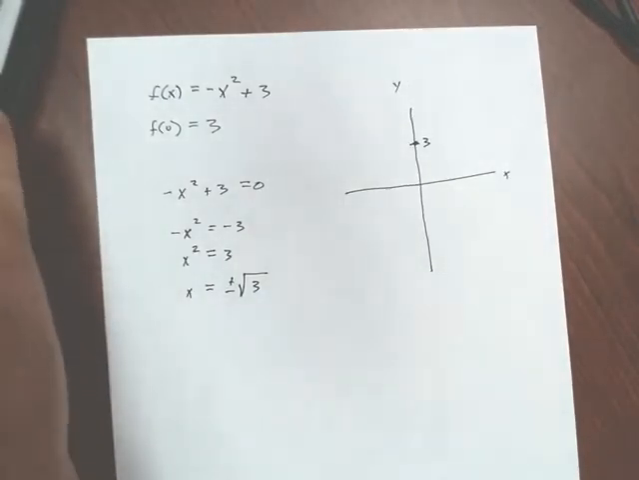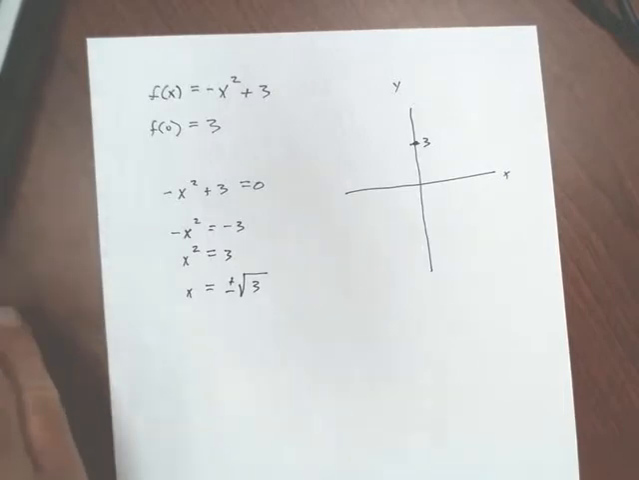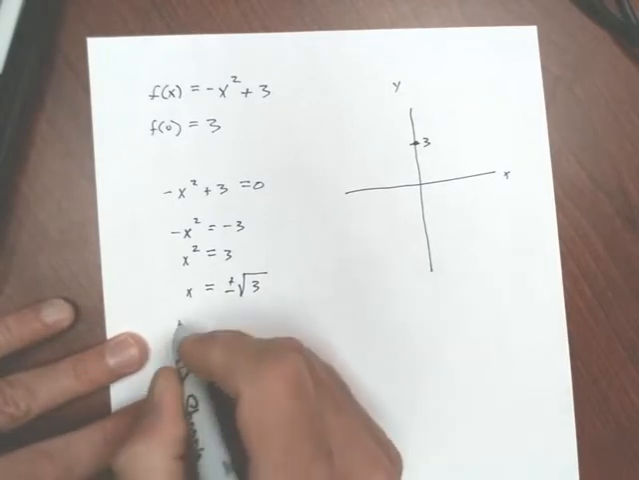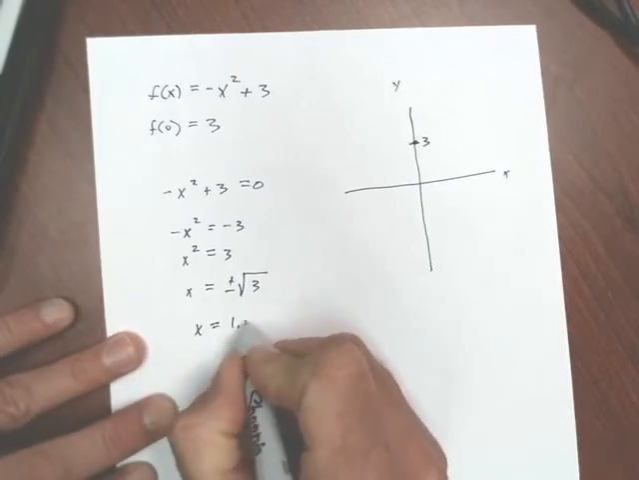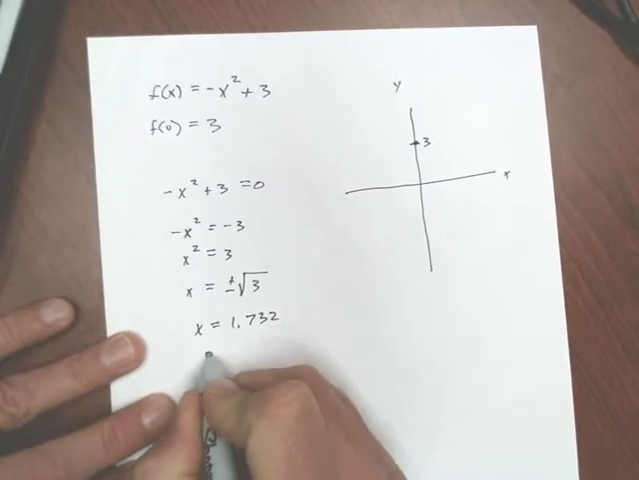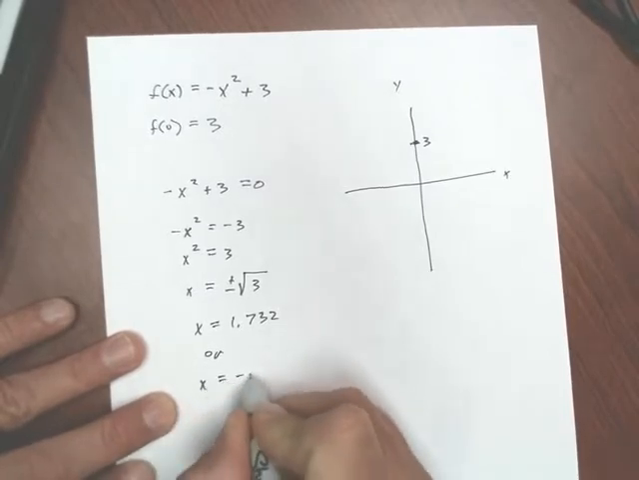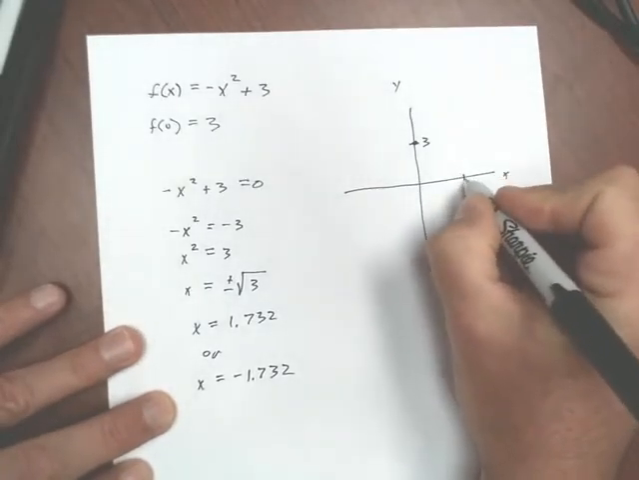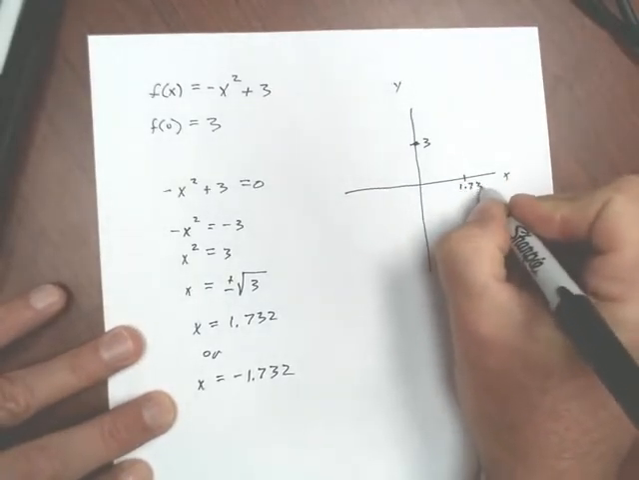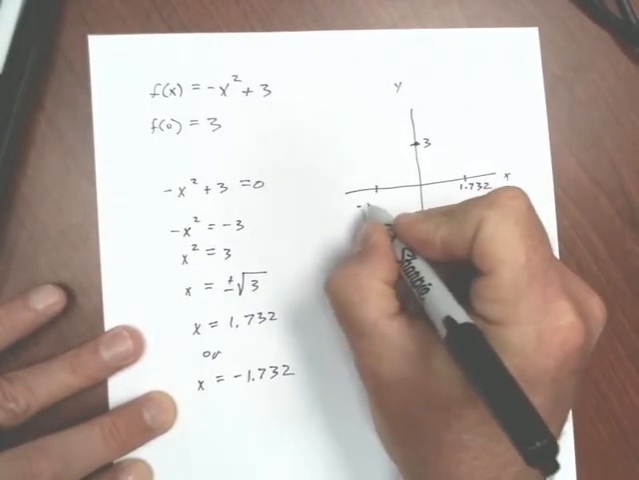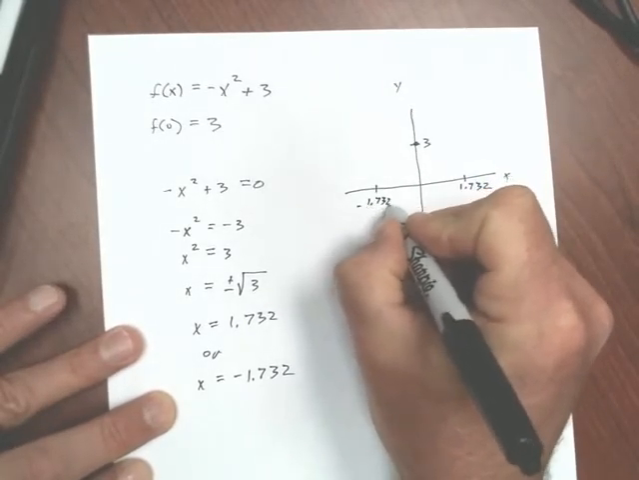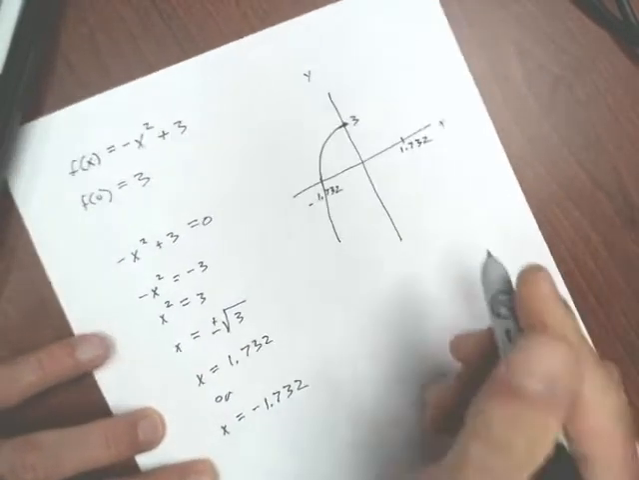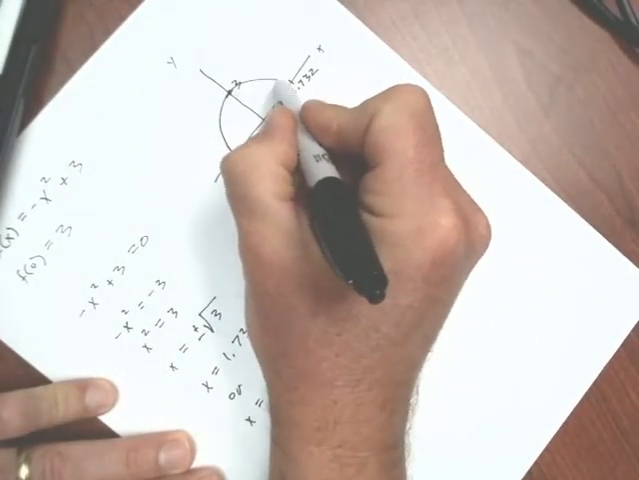And what is the square root of 3? Well, let's see. My trusty calculator says it is 1.732, so x equals 1.732, or x equals -1.732. So here's 1.732, there's -1.732, and this function must look like this.